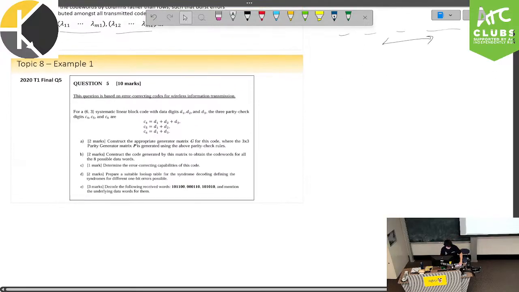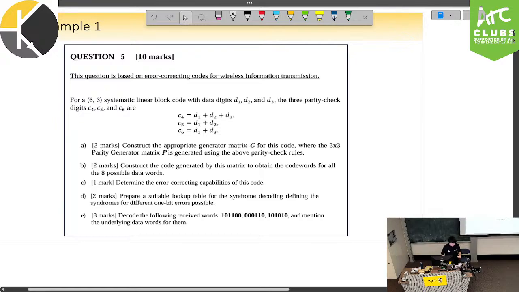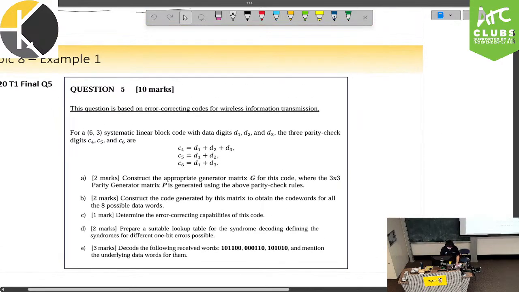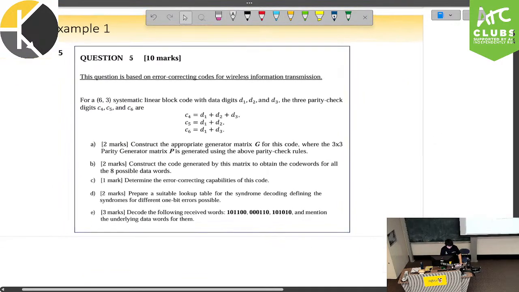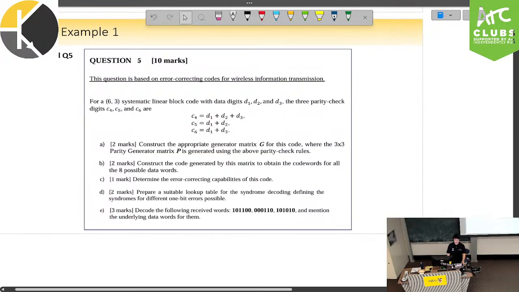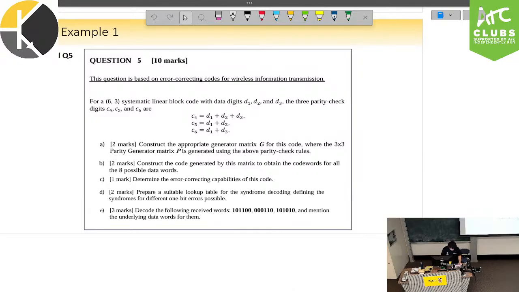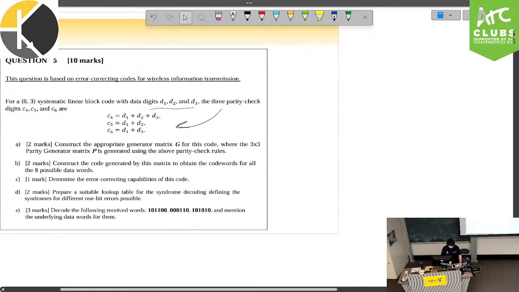Good stuff. So we have our final question, which we're going to race through. Question 5 is the last question in the 2020 Term 1 final. It's very similar to the 2024 paper, question 5, but they give us this condition. We want to make a generator matrix given these parity check digits, and we have 3 data digits. So let's go ahead and do this.